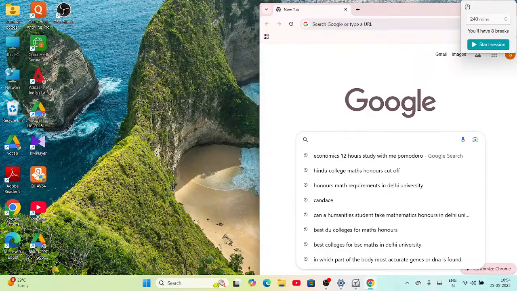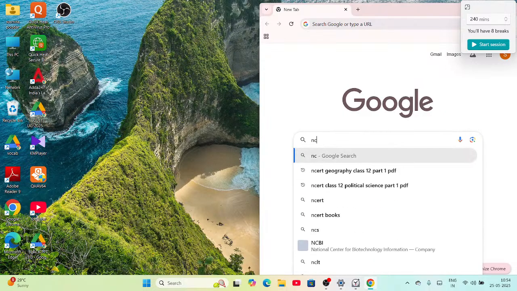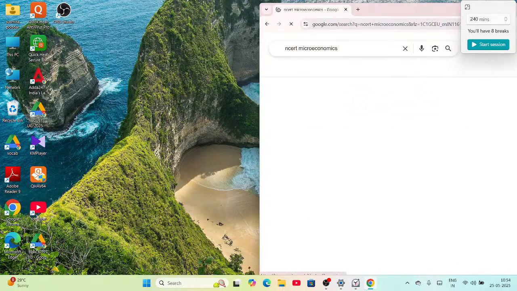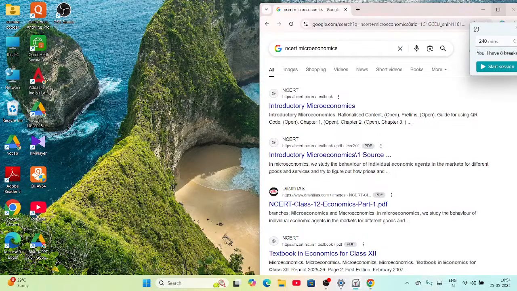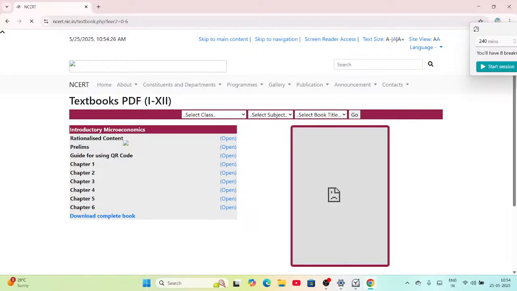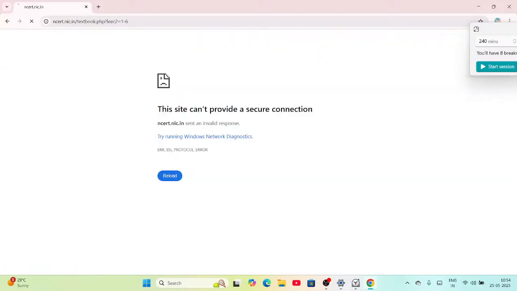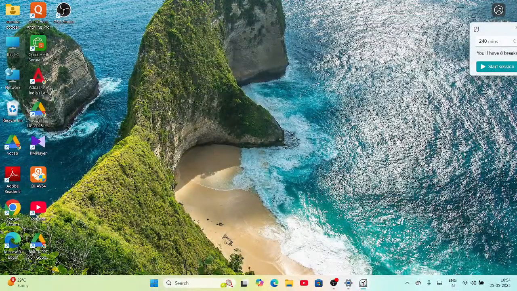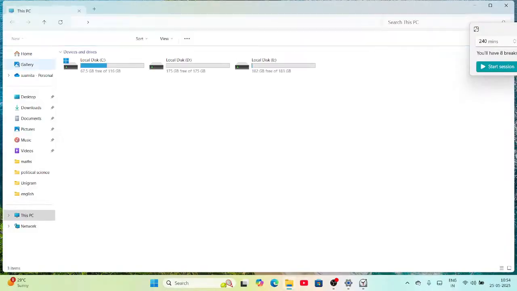First of all, I'm going to search for NCERT Introductory Microeconomics. I think I have to download the entire book so that I can study in a better and more efficient manner.